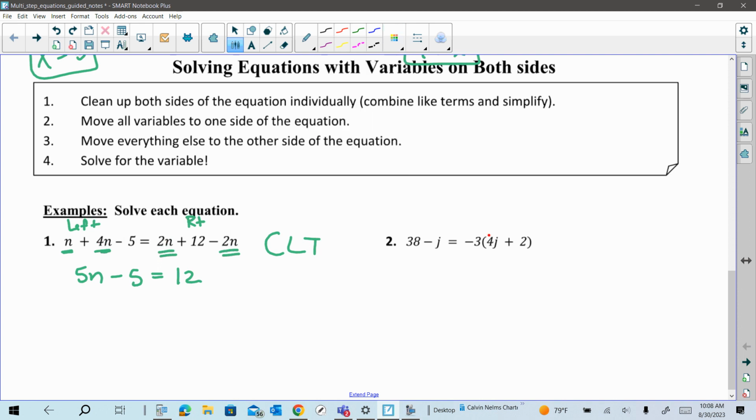On 2, we have parentheses. That's always automatic distribute first. So 38 minus j is going to equal a negative 12j minus 6.